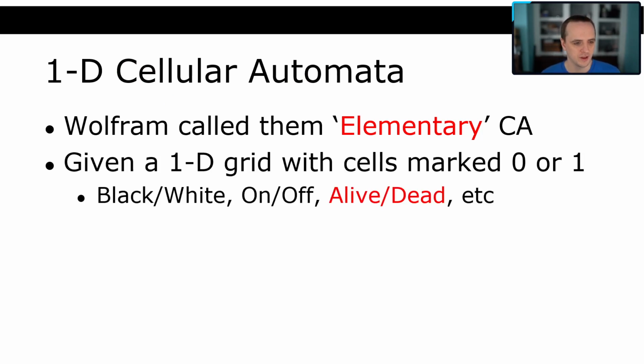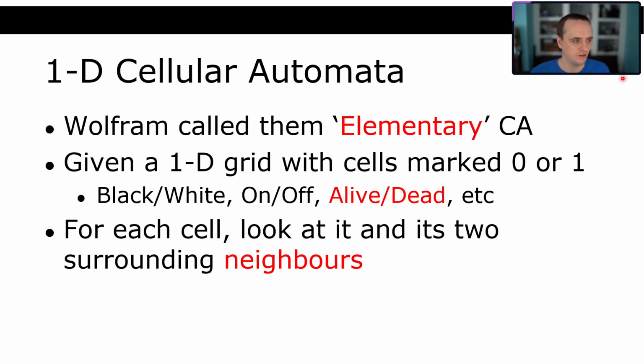So what are they? Given a one-dimensional grid, so like an array. Whenever I say 1D grid, that's an array with cells marked 0 or 1. So you're given this 1D grid. Some of them are going to be black, some of them are going to be white, or some of them are going to be true or false, or on or off, or alive or dead. However you want to represent it, you're given an array of Boolean values.